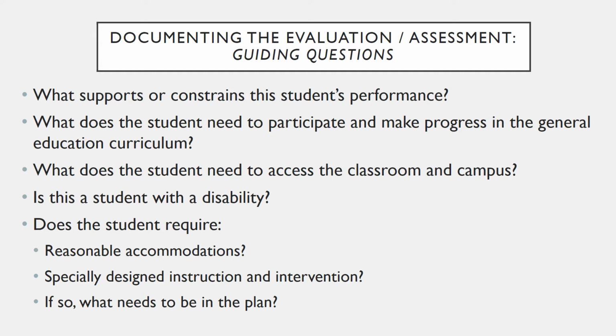After reading the evaluation report, team members should be able to answer any number of these questions. What supports or constrains the student's performance? What does the student need to participate and make progress in the general education curriculum and environment? What does the student need to access the classroom and campus, including transportation?